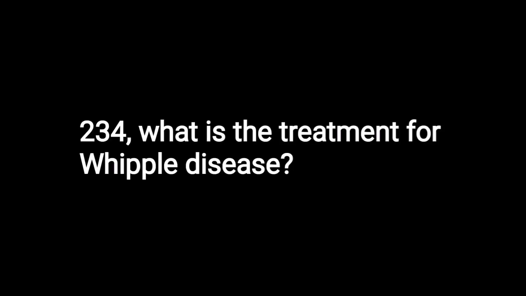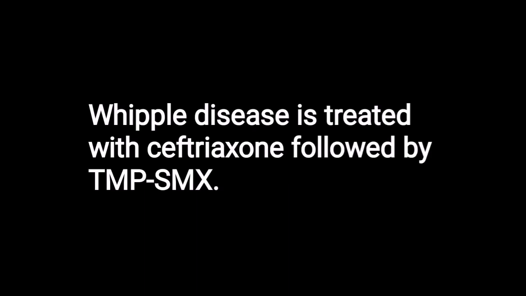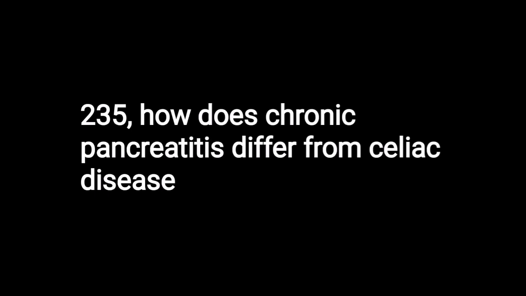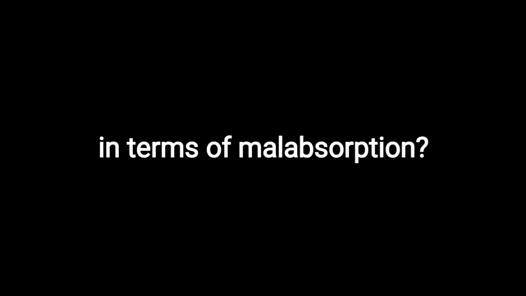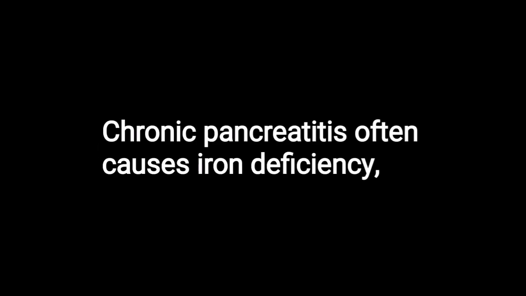234. What is the treatment for Whipple disease? Whipple disease is treated with ceftriaxone, followed by TMP-SMX. 235. How does chronic pancreatitis differ from celiac disease in terms of malabsorption? Chronic pancreatitis often causes iron deficiency, unlike celiac disease.